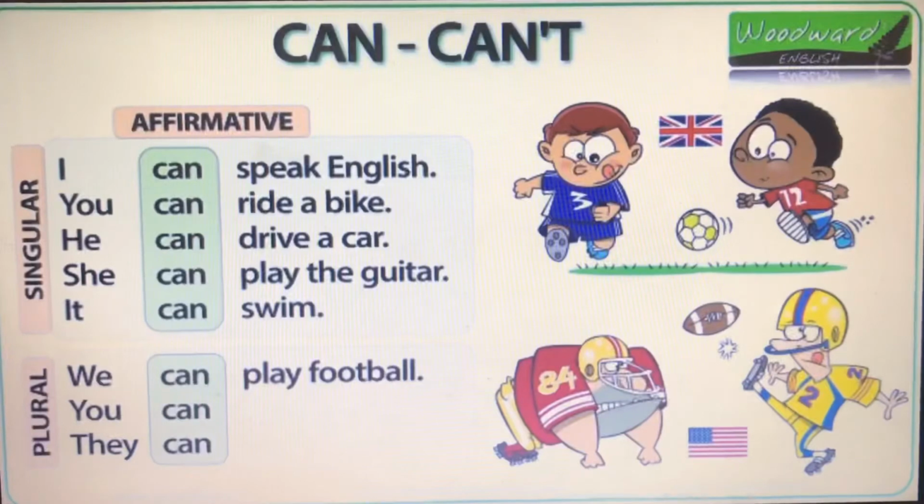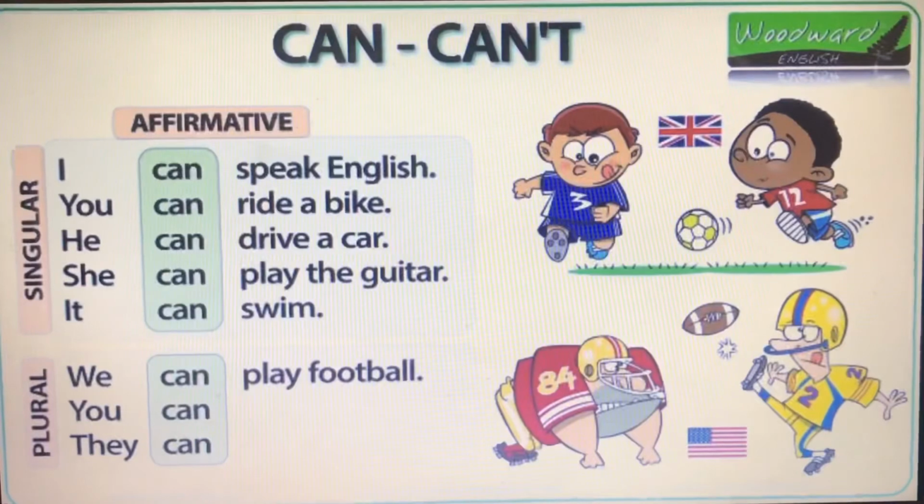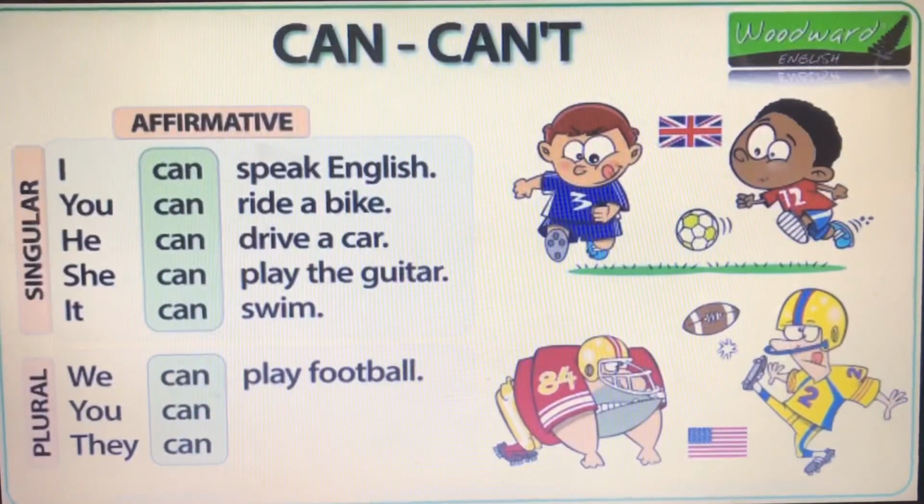Now we will be focusing on can. Remember, can is the affirmative to express ability. Okay? Today we will only focus on the affirmative, which is can. Right here, you can see that the first examples have people on them. We have some illustrations of people playing sports.